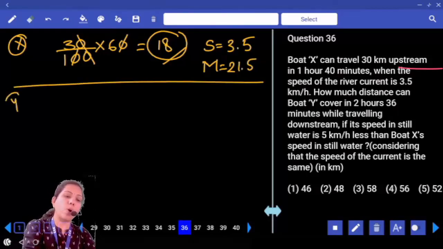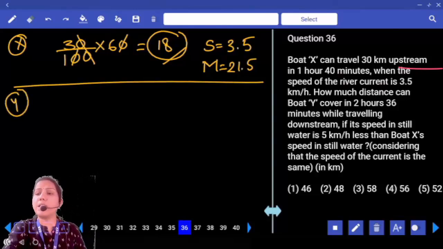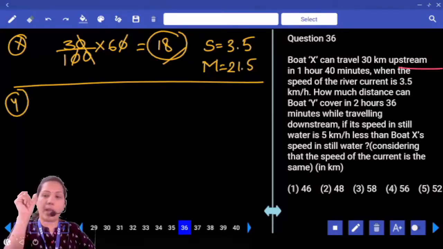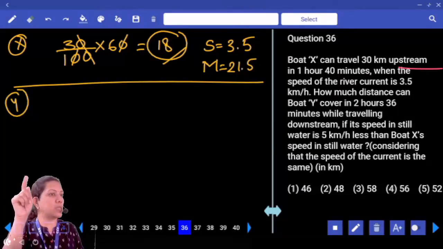And again, boat Y information. And the question is, how much distance can boat Y cover? Distance formula? Speed into time. How much distance can boat Y cover in 2 hours 36 minutes while traveling downstream? Downstream speed formula, M plus S. If its speed in still water is 5 km per hour less than boat X speed in still water. What is boat X speed in still water?